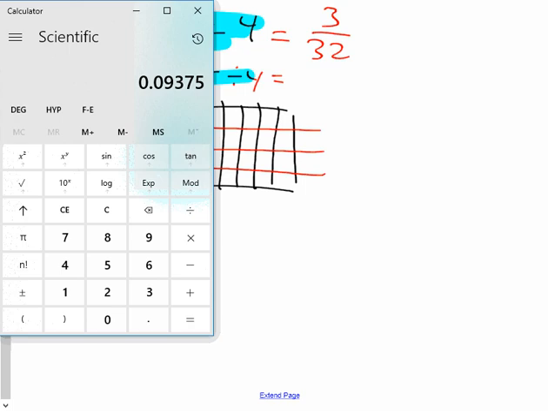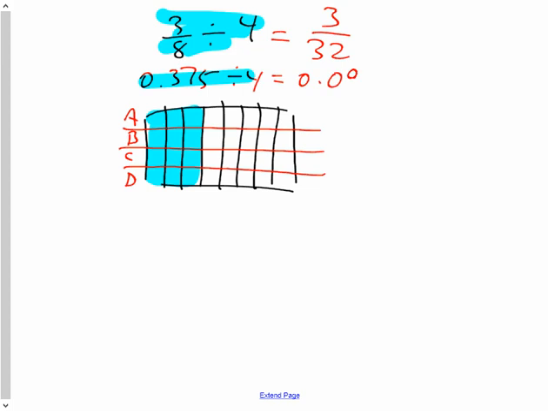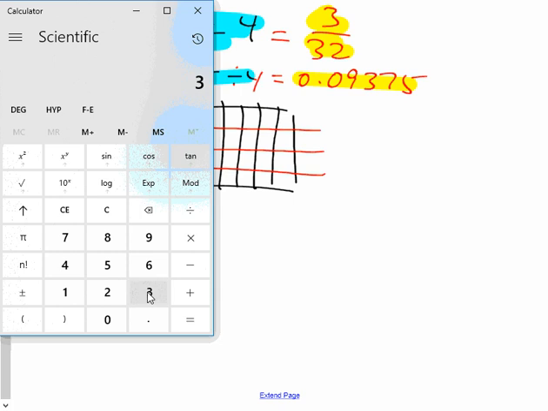It is 0.09375. So as a decimal, that's what my answer is. So if this fraction equals this decimal, then our answer is correct. So what is 3 divided by 32? The answer is 0.09375. So that is the correct answer.